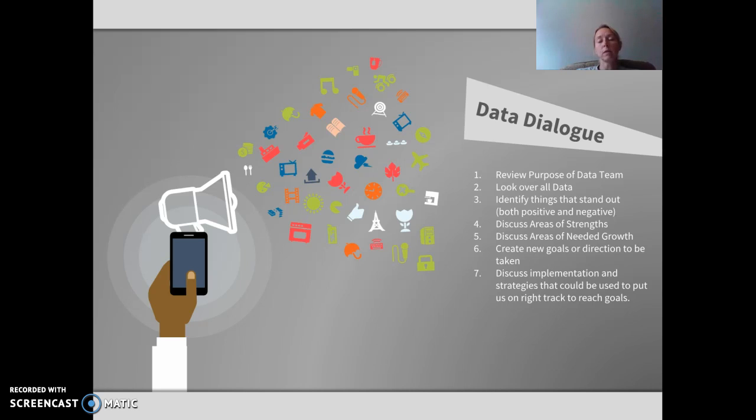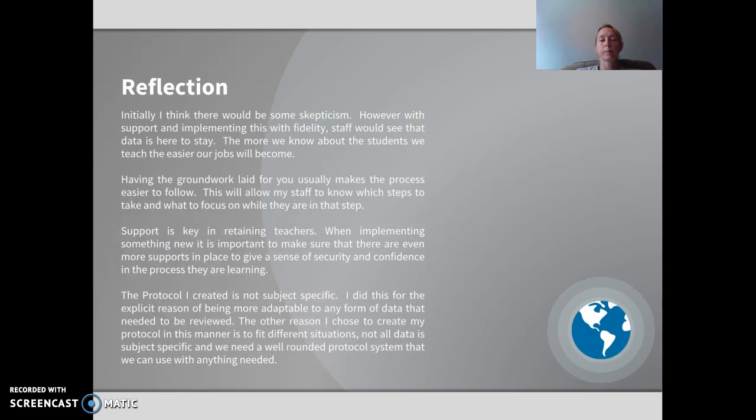Then we're going to discuss those areas of strengths and weaknesses or needed growth and see if we can find reasoning or justification for those points of data. Then we're going to work off of that and create our new goals and decide a direction that needs to be taken. Lastly, we're going to discuss implementation and strategies that could be used to put us on the right track to reach our goals.